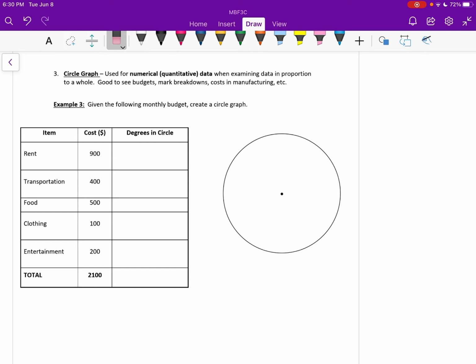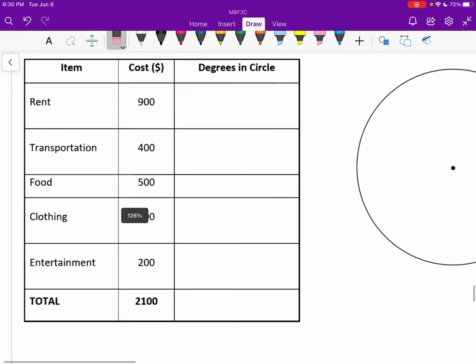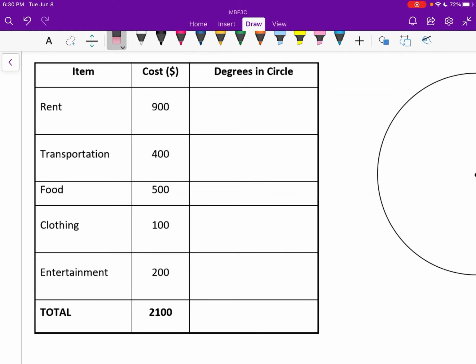So like I said, with bar graphs, you can just take the data straight away and put it into a bar graph. But with circle graphs, you need to do a little bit more work, right? So in a circle graph, when you're trying to find out how much space each part is going to take, the first thing you need to do is find out how many degrees it's going to take up in that circle.